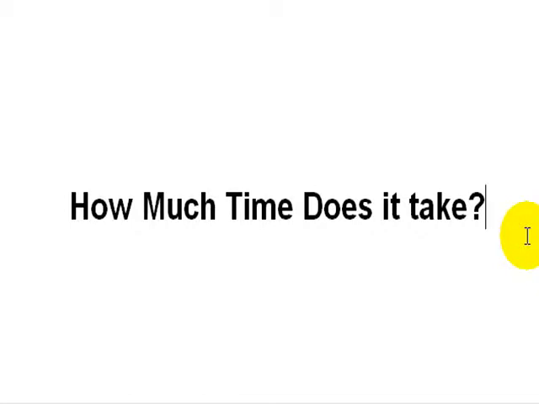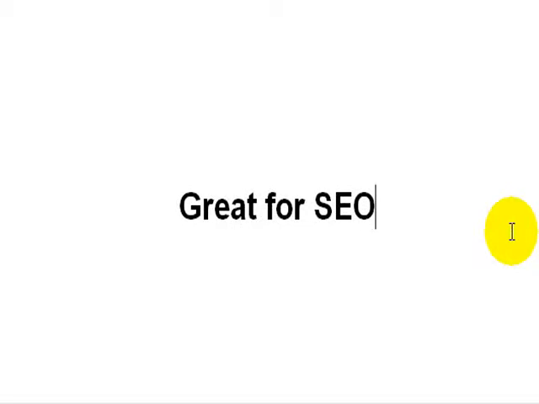So maybe in the beginning it could take you 15-20 minutes, but as you get the time and you start to do it more and more often, it might take you 10 to 15 minutes to rewrite the articles and to do things like that. And submitting to articles is probably where you want to spend most of your time. The third thing I want to mention is that article marketing is great for SEO.